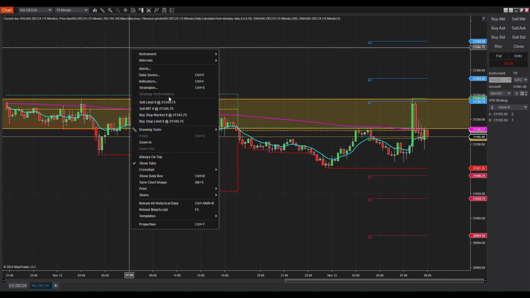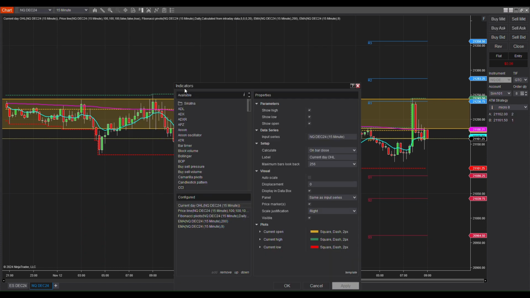I'm on NinjaTrader. If I go to indicators here, this is everything I have. The current day open, high, low. You can go to indicators in NinjaTrader and find this all here. They're all free indicators. If you want to add that, that's this indicator. It shows the high of the day, the low of the day, and the opening of the day.